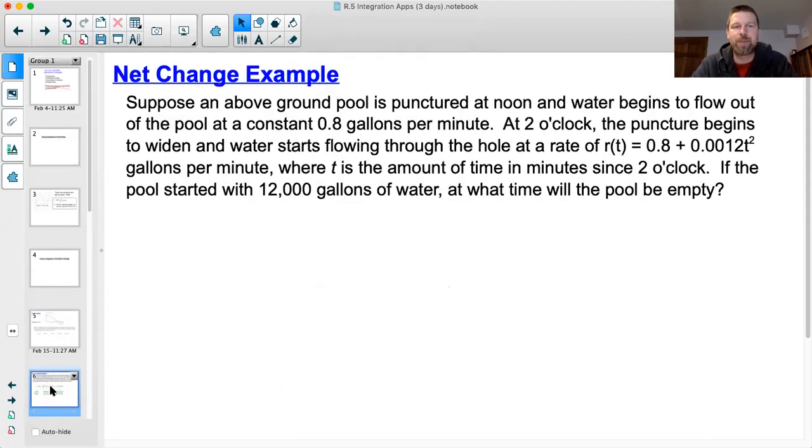Net change example, word problems. Word problems sometimes scare kids. Read it, understand it, it's not so bad. This one is a little bit more complicated, but it still isn't bad. So let's read it, make sure you understand it first.